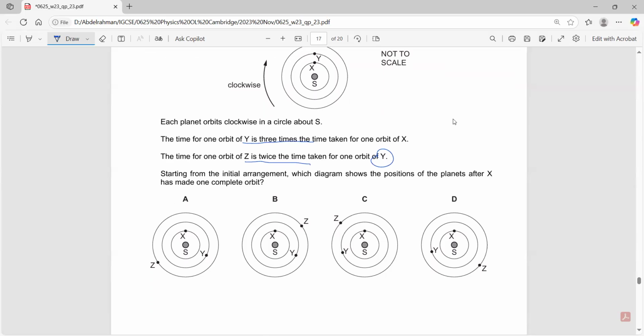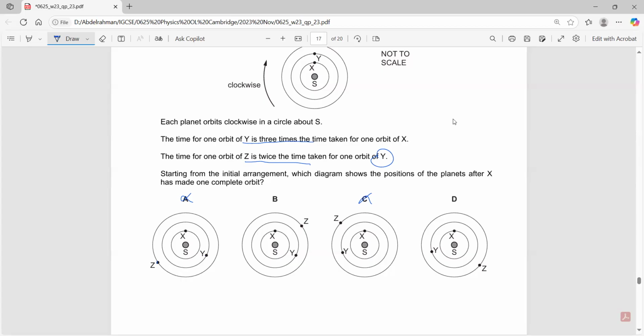So X returns to its original position. What happens to Y and what happens to Z? Z has to be behind Y, right? Z cannot move further than Y. So A is wrong because Z has moved further than Y, and C is also wrong. So it's either B or D, and they both might seem to be correct.